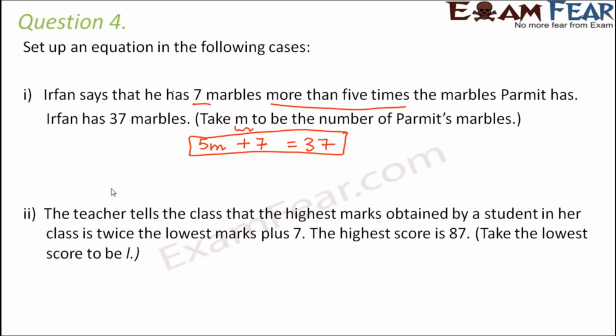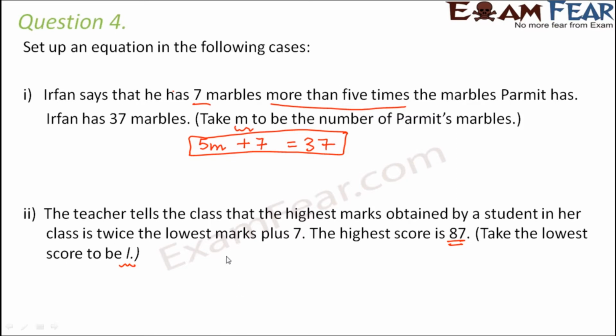Let's look at the next one. The teacher tells the class that the highest marks obtained by a student in her class is twice the lowest marks plus 7. The highest score is 87. So we already know the highest score. So what we do not know? The lowest score. So let us assume the lowest score to be L. So our step 1 is done.